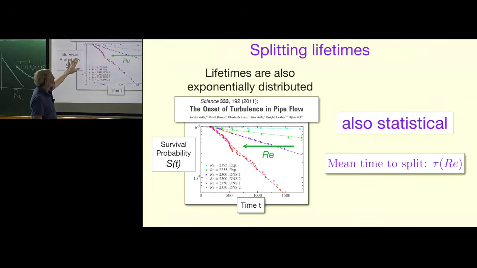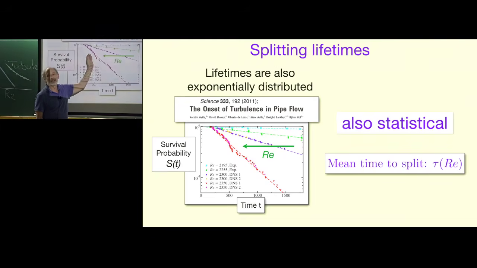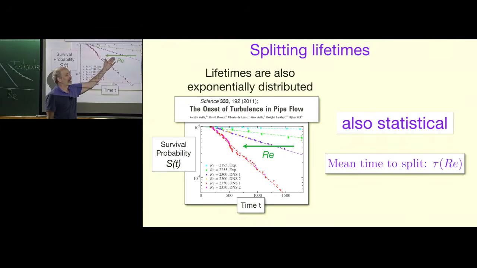I'm not going to do this for you. It would take too much time, and it's kind of too obvious at this point, but you can measure it, it's also statistical. You can measure lifetimes. You get distributions that are exponential. It's a memoryless process. As you increase Reynolds number, the time scales become shorter. They're more likely to split at higher Reynolds number. I'll show you this again later just to tell you we can measure those things.